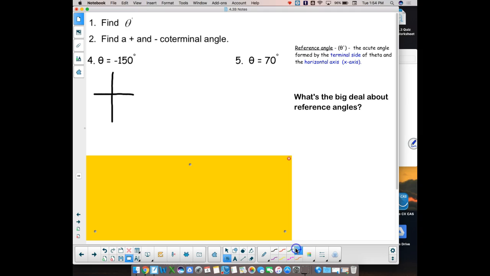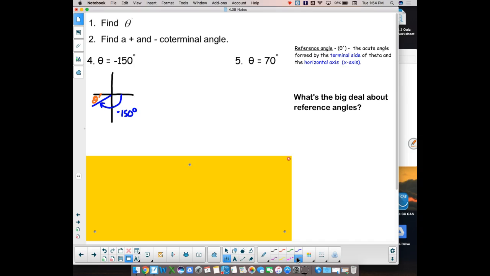So I always start with a grid. Negative 150 degrees would be down here. Reference angles always come off of the horizontal, not the y-axis. No, the x-axis. Always come off the x-axis. Okay. So theta prime is in there, right?